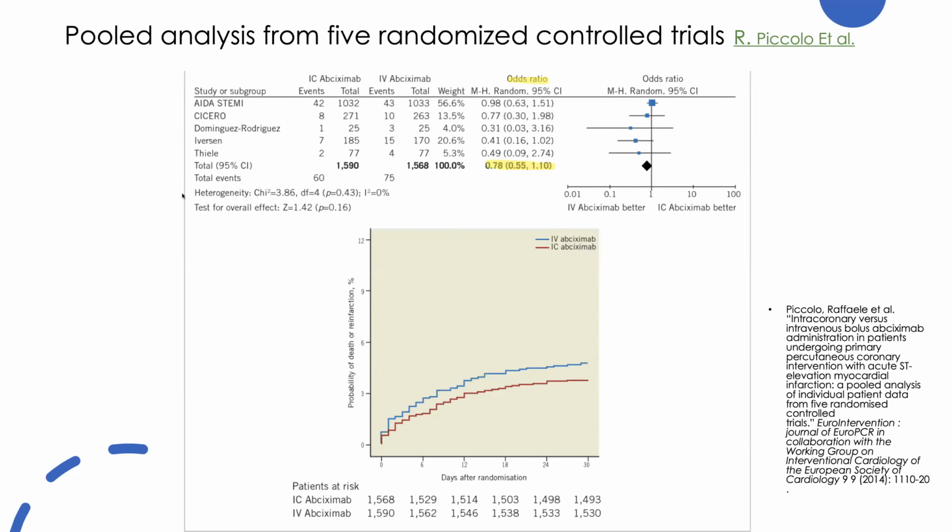And when you take a look, you will have a pooled analysis from 5 different randomized trials. Okay, you see some difference, but is this point statistically significant or not? So okay, there's a trend toward benefit, but yeah.